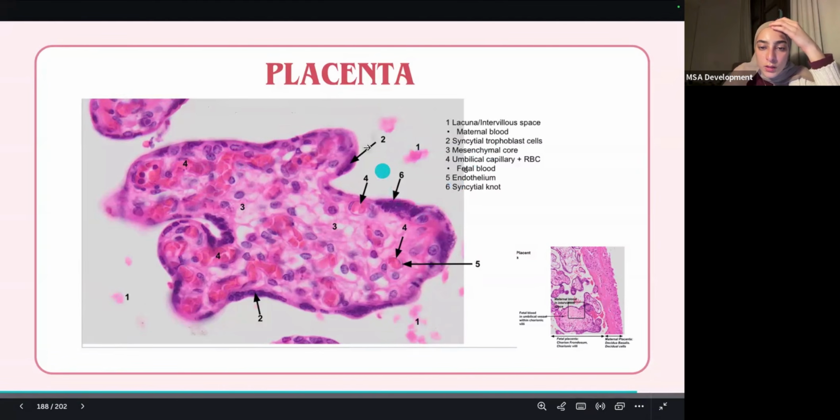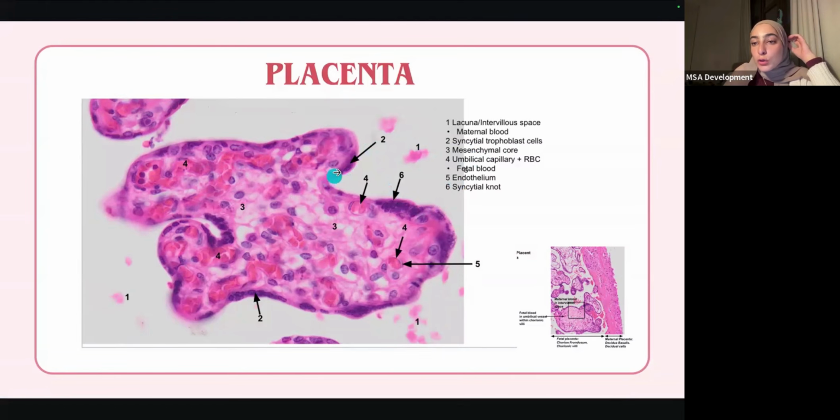What is number 2? Number 2 is something called syncytial trophoblast cells, okay? It lines the villi and it lines it all. But some clusters here, you can find some clusters. These are called syncytial knots, okay? Number 4 is, what did I say? The baby's blood, the capillaries or the fetal blood. And yeah, that's what you have to know.